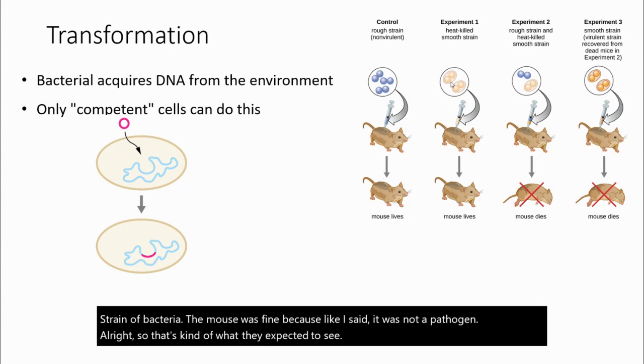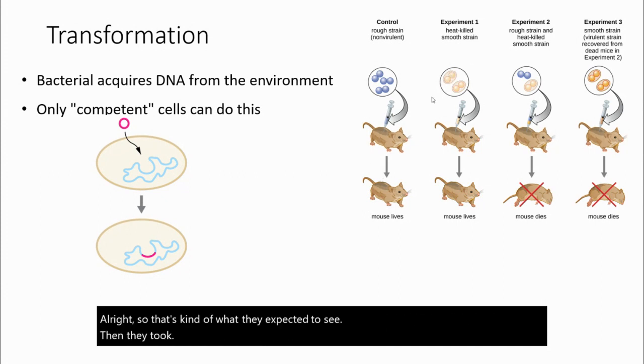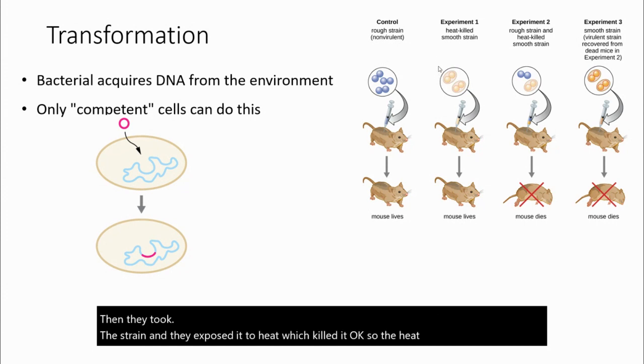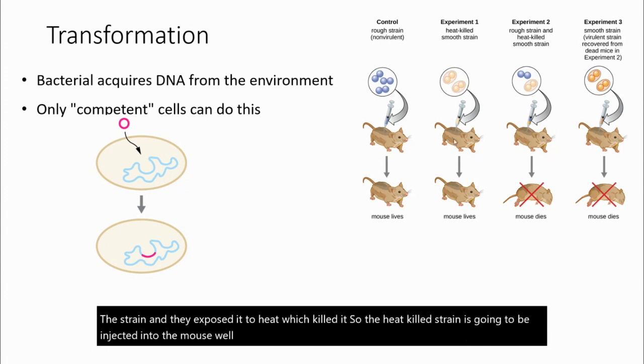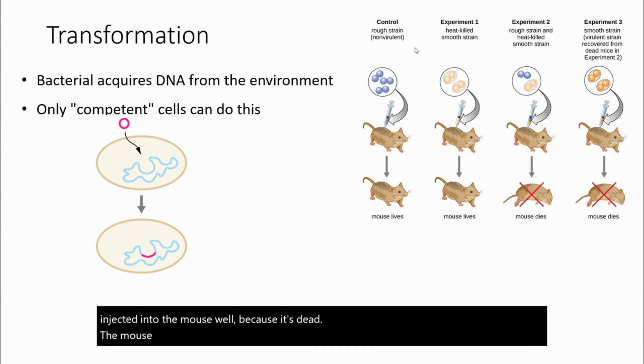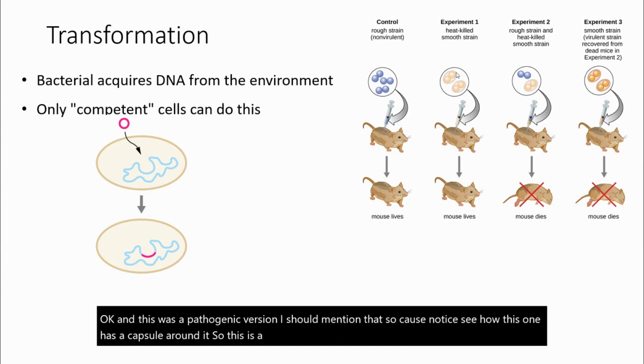Then they took the strain and they exposed it to heat, which killed it. Okay, so the heat-killed strain is going to be injected into the mouse. Well, because it's dead, right? The mouse was fine. Okay, and this was a pathogenic version. I should have mentioned that. Because notice, see how this one has a capsule around it? So this is a pathogenic strain, and they exposed it to heat to kill it. So of course, the mouse was fine because the pathogen was dead.